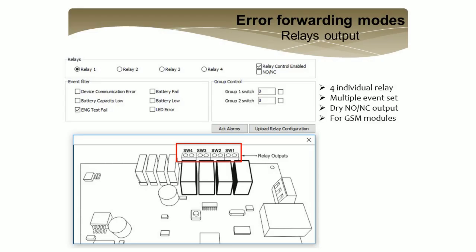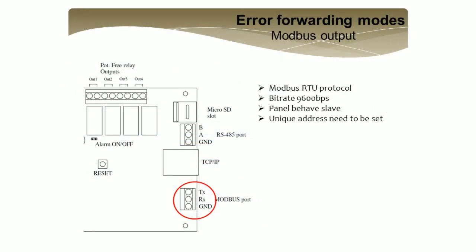We have one more output. It's a Modbus output for a BMS monitoring system. It uses a normal bitrate. The panel needs to be configured by the programming software, and it behaves like a slave in the Modbus RTU protocol. A unique address needs to be set to the panel, and it sends all of the information about the system to the Modbus output.